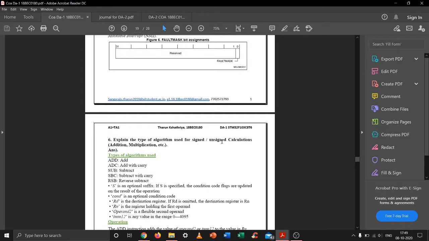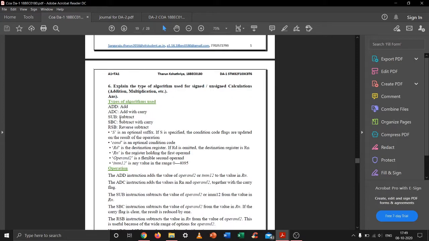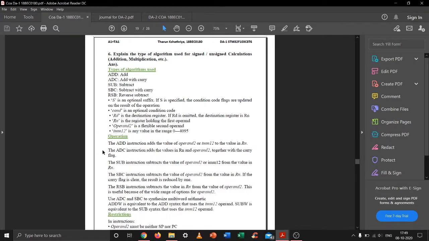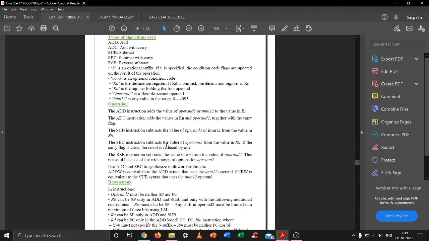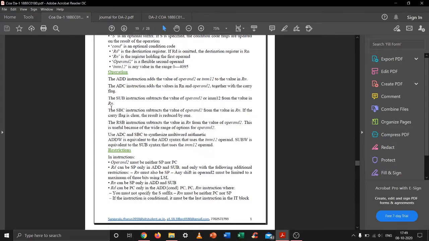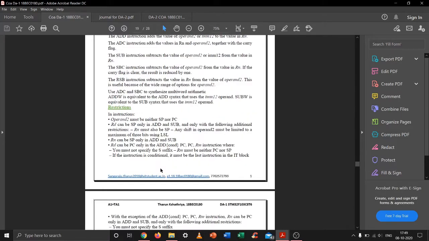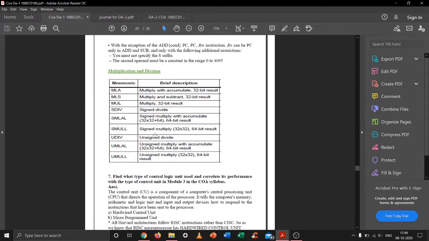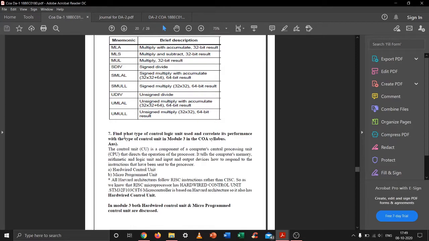Explain the type of algorithm used for signed and unsigned calculations. Here subtraction, addition, like this. This is the operation. Add instruction adds the value of operand 2 or 1 into the Rn. Like this, these are the operations. These are the restrictions which we can't do. I have clearly mentioned everything here. These are the multiply and division instructions.